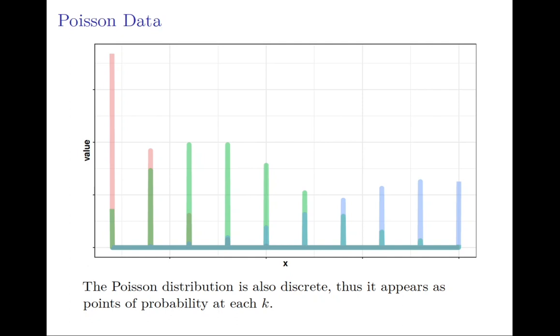So the Poisson distribution is also discrete, thus it appears as points of probability, and that should be at each x, not at each k. And so this is similar to the last binomial graph, except instead of having points at each x, we now have a point, but a line drawn straight down to the x to indicate where we have the probability mass at each discrete interval. And here we have 3 Poisson distributions drawn in 3 different colors with different parameter values for k, which is lambda, the rate value.